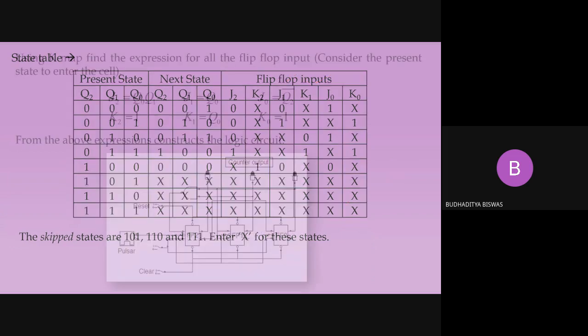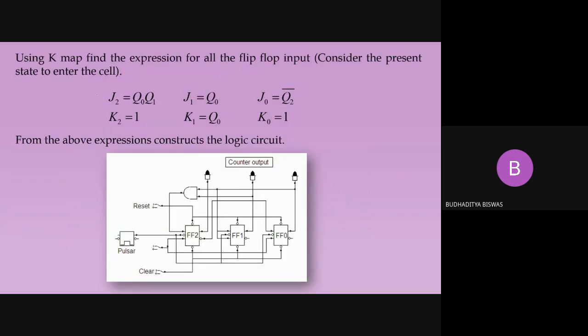After doing the K-map, the final expression, this one I did for you. J2 equal to Q0 Q1. As I mentioned, K2 equal to 1, K0 equal to 1. And if you do the K-map for the others, it will become J1 equal to Q0, K1 equal to Q0, J0 equal to Q2 bar.